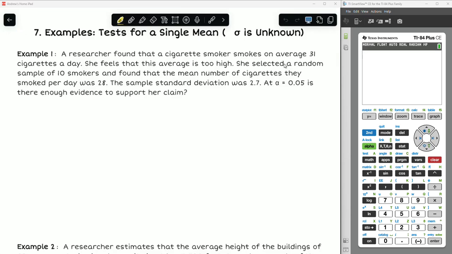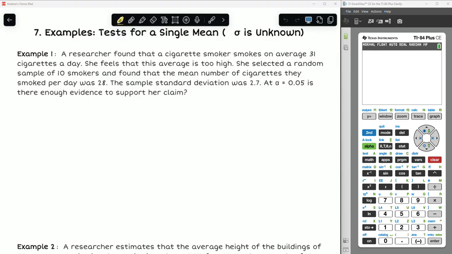For this video, we're going to continue with examples of hypothesis testing for means and proportions. In this video, we're going to perform examples of cases where we are testing a claim about a mean and our population standard deviation is not known.